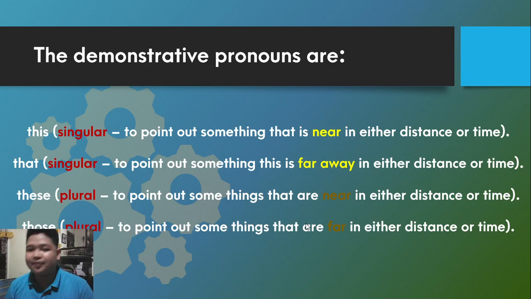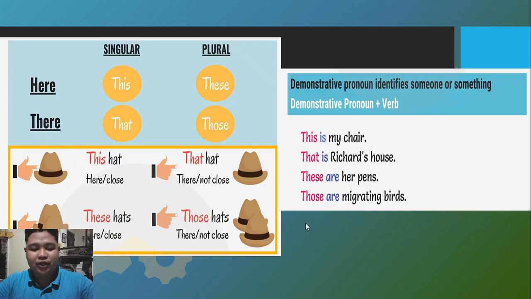For example, that is a good picture, and you are pointing at the picture from a distance. Or those are good paintings. You are pointing at the different paintings that are found far from you. So again, with demonstrative pronouns, you are just pinpointing. To better understand this, I am going to show you this picture.